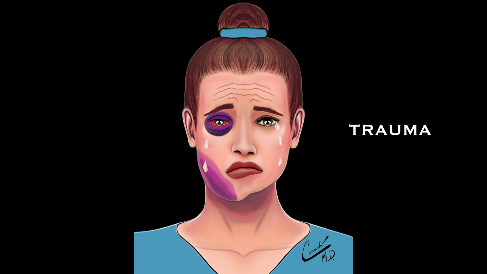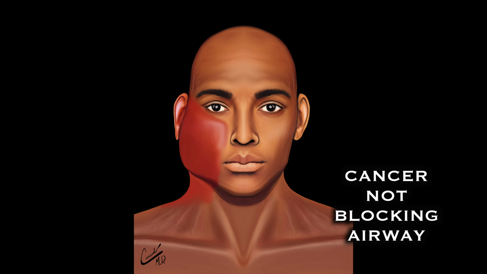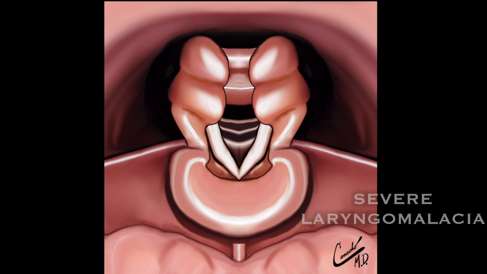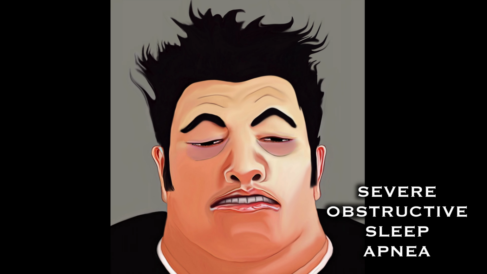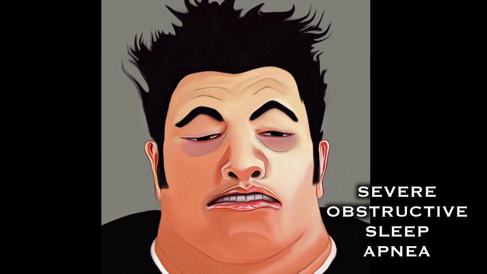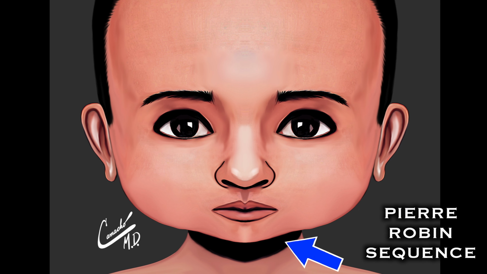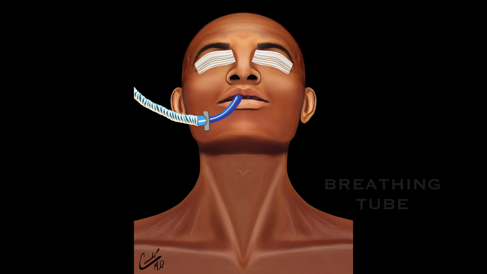and neck. Reasons for elective tracheotomies include head and neck cancer that doesn't block the upper airway, a floppy upper airway, also called severe laryngomalacia, severe obstructive sleep apnea that cannot be controlled by other methods, health conditions that cause a tiny lower jaw such as Pierre-Robin sequence, a large tongue known as macroglossia, and patients with a breathing tube who cannot be weaned off of the machine.